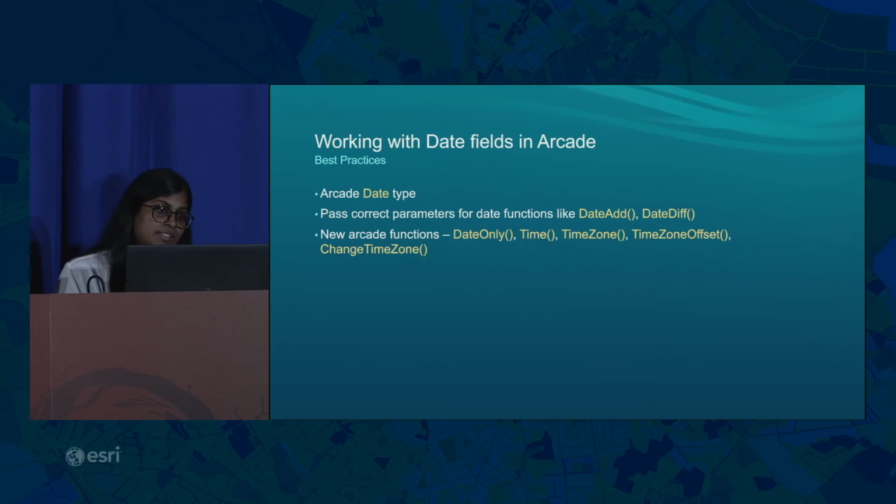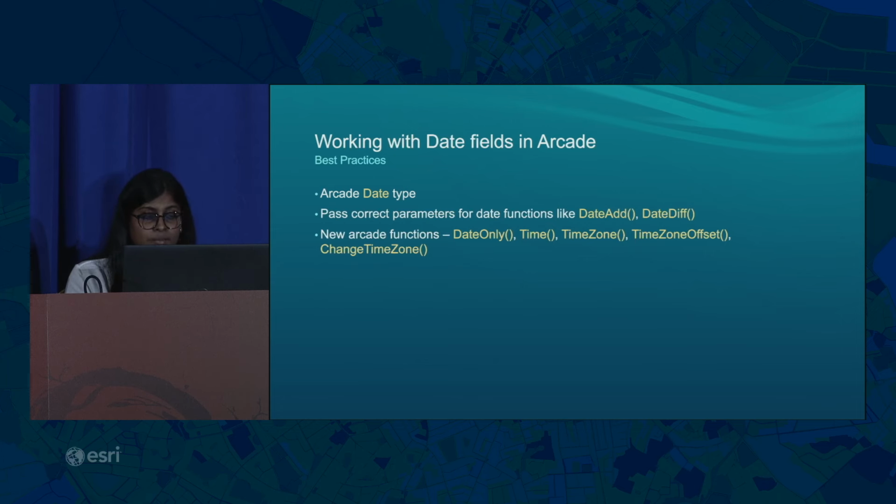Working with date fields in Arcade. The Arcade team has recently added a new data type for dates. This means that when dealing with date fields in data expressions, we no longer have to convert them into epoch by using the Number function. We can directly access our date fields and work with date values. And ensure you pass correct parameters for date-related functions like DateAdd or DateDiff, because those require date type as an input parameter.